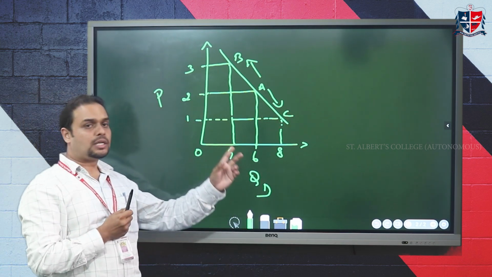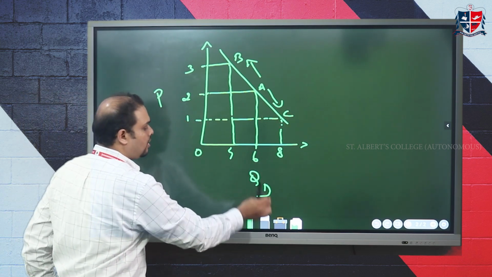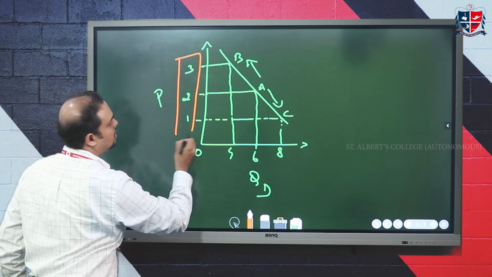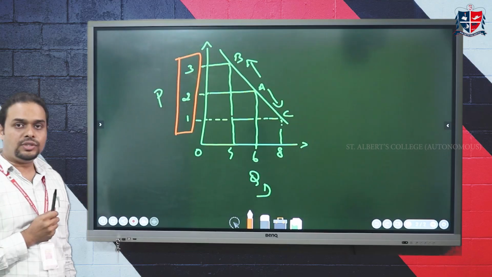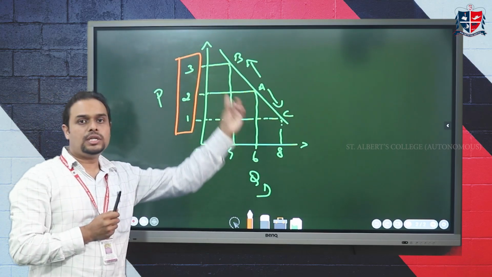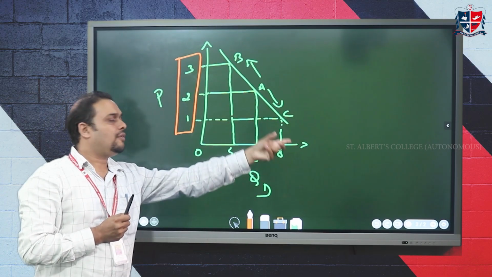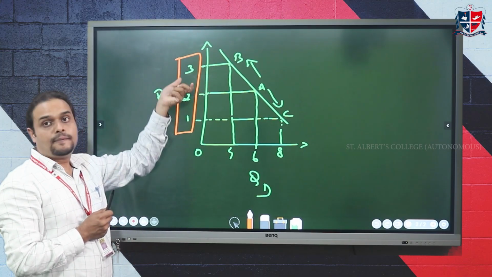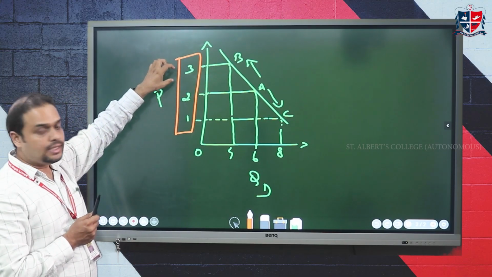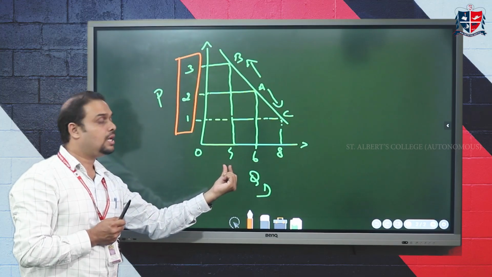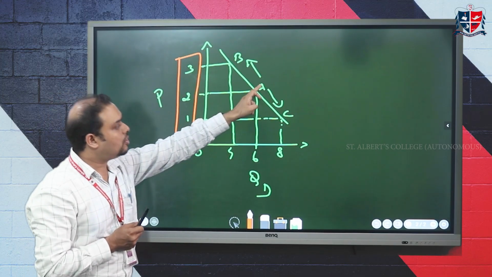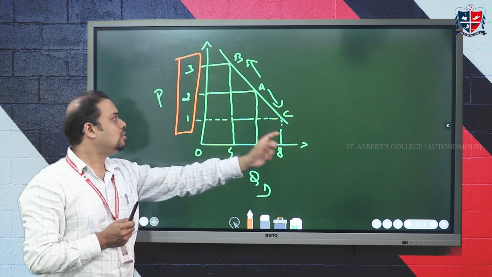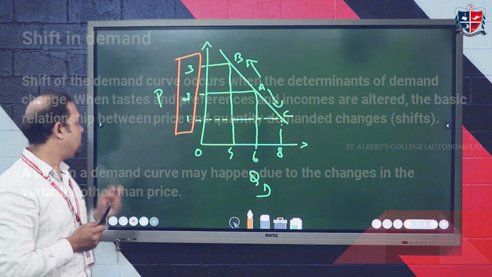So the movement along the demand curve is primarily due to change in price. As price changes, you will see a movement along the demand curve from A to B and from A to C. If you see it from A to B, it means that there is an increase in price and a decrease in demand. And when price moves from A to C, it means that there is an increase in demand due to decrease in price. I hope you understood that.